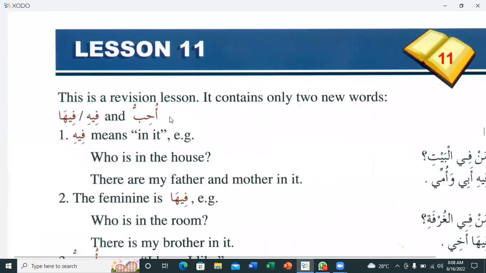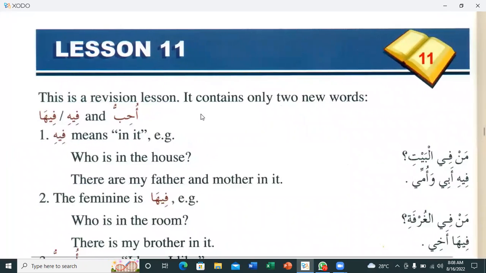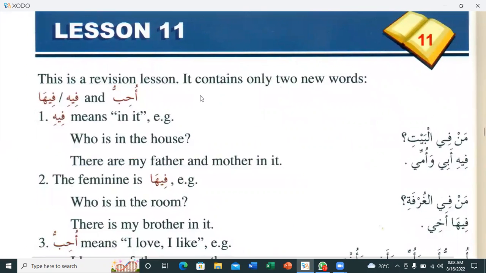Bismillah ar-Rahman ar-Rahim. Lesson number 11. This is a religion lesson. It contains only two new words. First word is fihi or fiha, and second word is uhibbu.